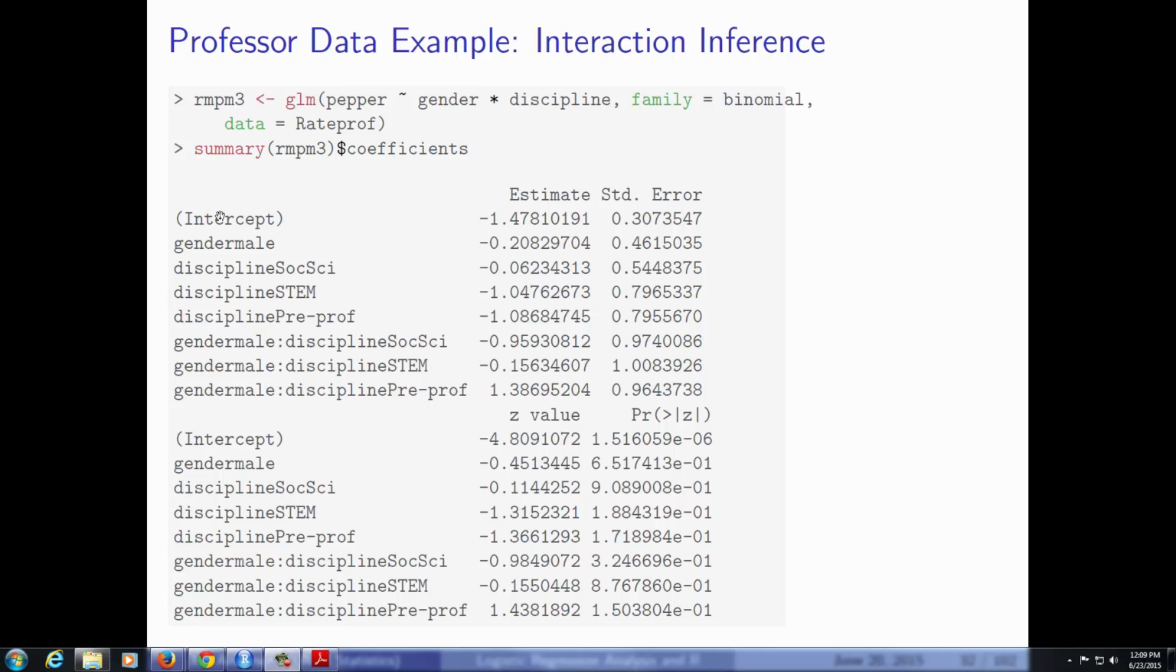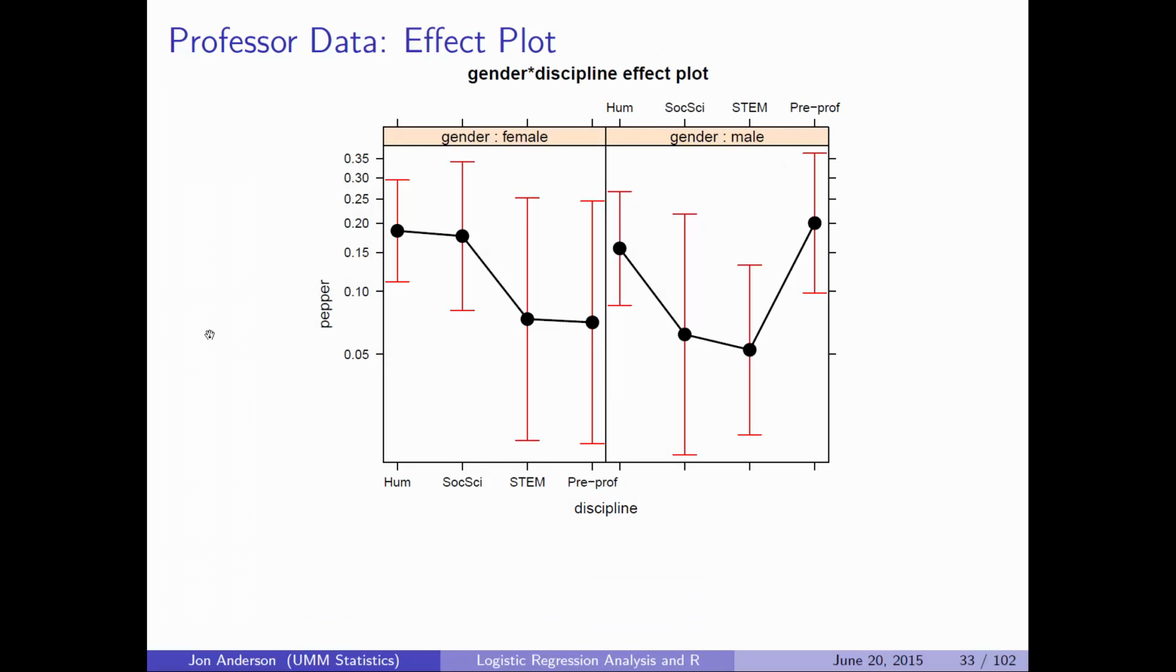The summary of the model shows that we have an intercept, an effect for gender, 3 effects for discipline, and then interacting effects between gender and discipline. That's a total of 1, 2, 3, 4, 5, 6, 7, 8 beta coefficients in this model. If we look at the next slide at an effect plot, the left-hand panel is for female faculty, and the right-hand panel is for male faculty, and it's broken into the 4 different discipline areas.